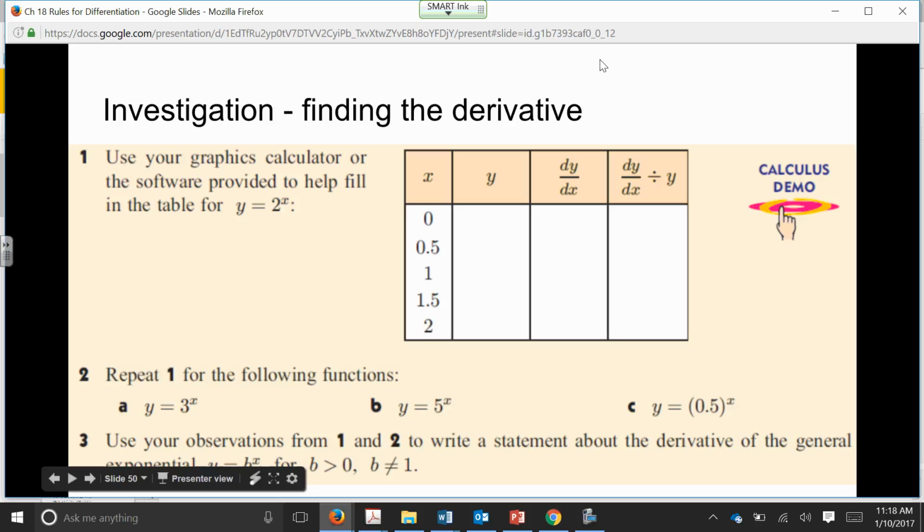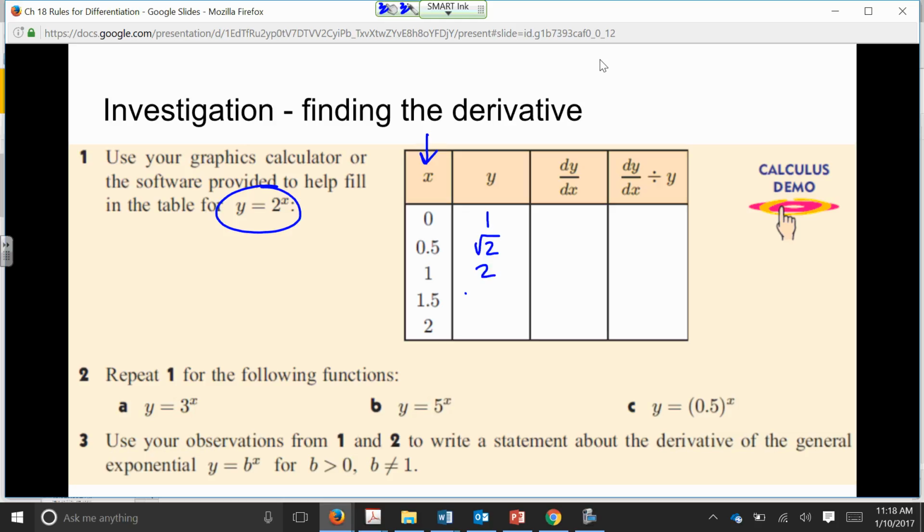Okay? So we're going to go through this quick investigation to find the derivative and then apply it to different settings. So what we're looking at here is we're focusing on the exponential growth function y equals 2 to the x. Now, starting with these x values, you can find the y values just by plugging them in. I'll save you some time there. That's just 1, root 2, 2, 2 root 2, and 4.